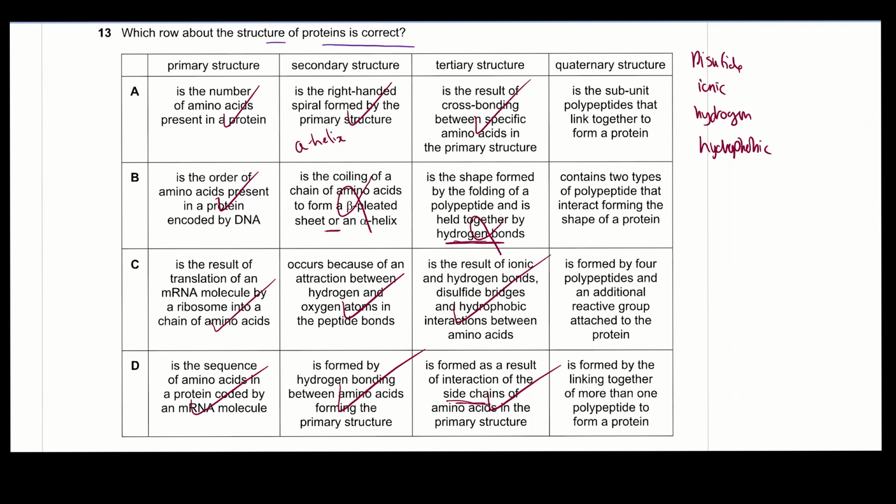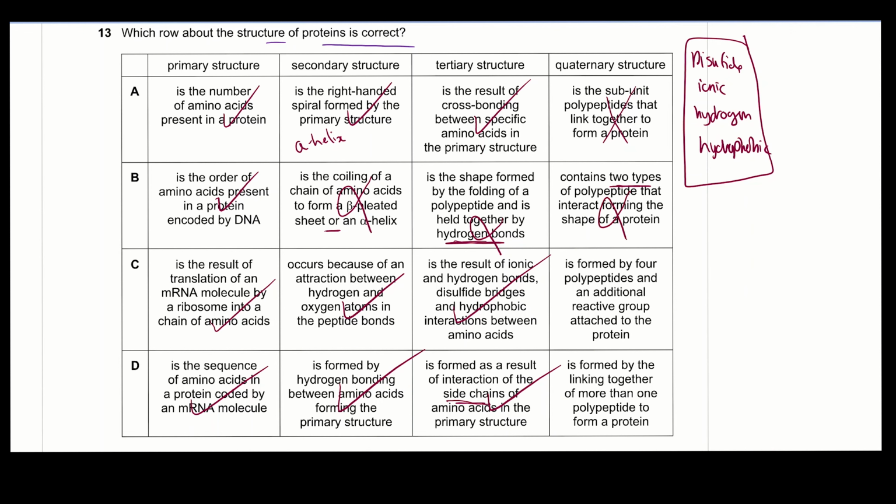And lastly, we have the quaternary structure. In the quaternary structure, these same bonds are formed, but between different polypeptides. In the tertiary structure, it's between the same polypeptide, but in the quaternary structure, it's between different polypeptides. A is incorrect. B contains 2 types of polypeptide that interact, forming the shape of a protein. No, it's not two types of polypeptide. It could just be more than 1 polypeptide. It doesn't necessarily have to be 2 types, so this is incorrect.